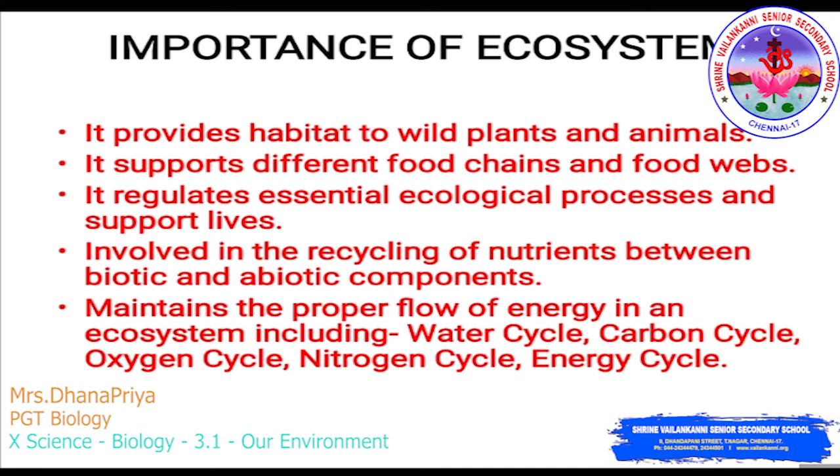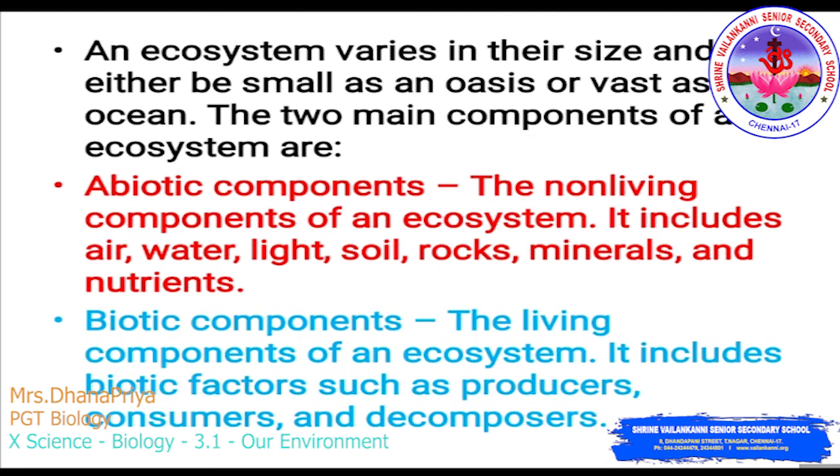It maintains the proper flow of energy in an ecosystem, including the water cycle, carbon cycle, oxygen cycle, nitrogen cycle and energy cycle. So in this way the ecosystems are very important to the surroundings and for the usage of humans. Next we discuss that an ecosystem varies in size and can be either small as an oasis or vast as an ocean.